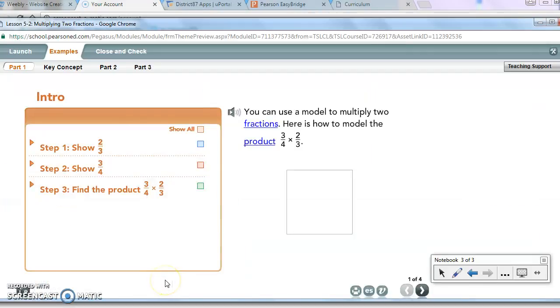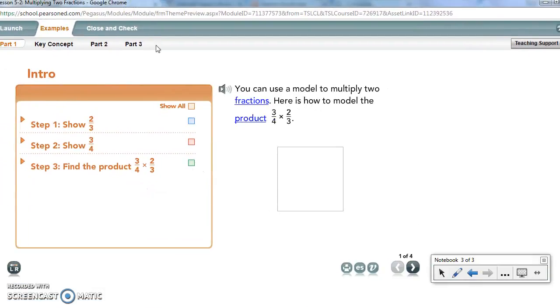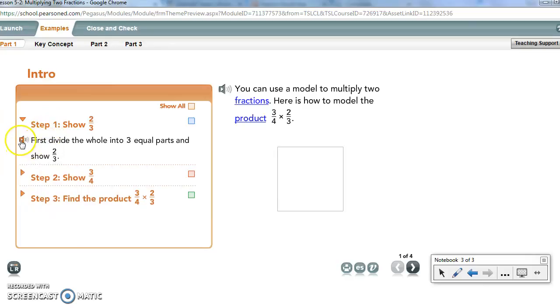All right, we are now going on to 5.2, which is the lesson all about multiplying two fractions. So in 5.1, we learned about how to multiply fractions when we're multiplying by a whole number. So now we're going to have two fractions. Our first step is to show 2/3. It says first, divide the whole into 3 equal parts and show 2/3.